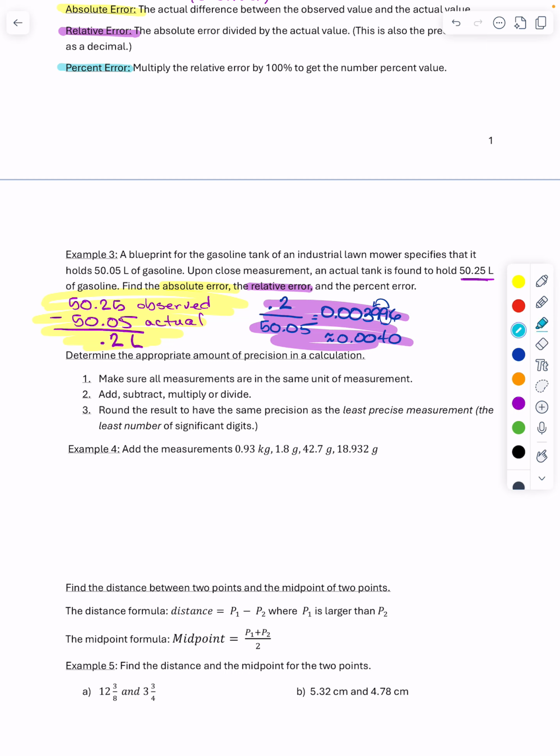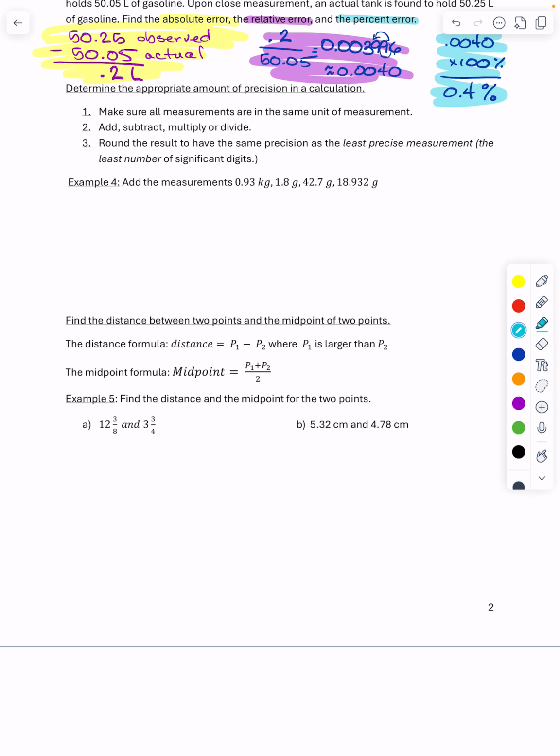To find our percent error, we take that relative error and we multiply by 100 or 100%, however you are looking at this, and we get 0.40 or 0.4%. So there you go. There is our absolute error, our relative error, and our percent error.